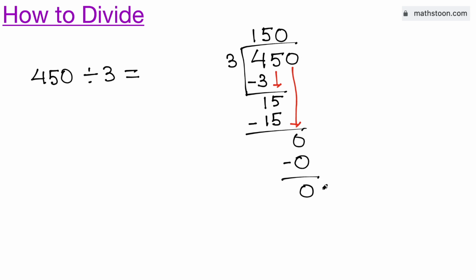As we have no number to bring down here and got the number 0, we will stop. Therefore, 450 divided by 3 is equal to 150. And this is our final answer.